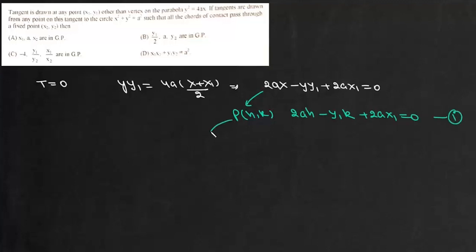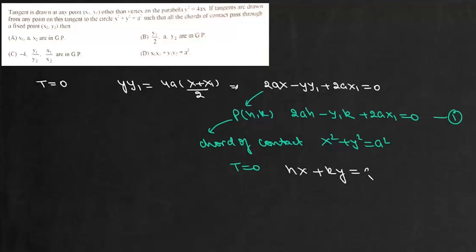Now from this point, if we write the equation of chord of contact to this circle, x square plus y square equals a square, we know that chord of contact is given by T equals 0. So we'll get this equation as hx plus ky equals a square, and it says the chord of contact will pass through this fixed point x2, y2. So we can write hx2 plus ky2 equals a square. Now these two equations represent the same line.